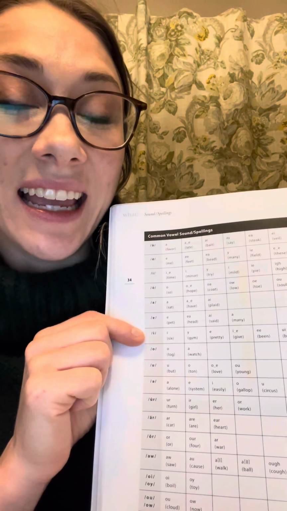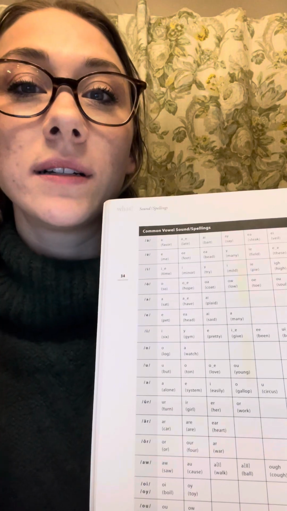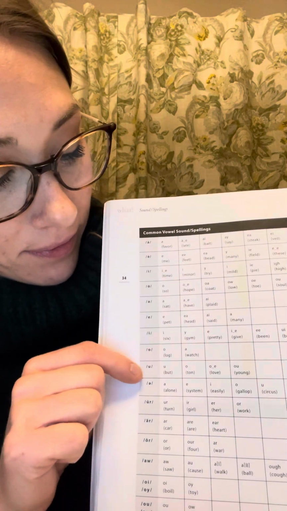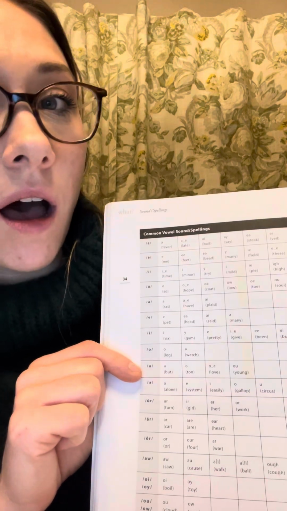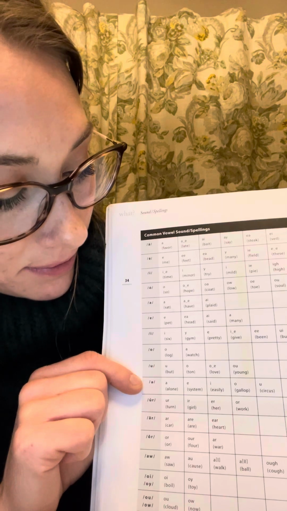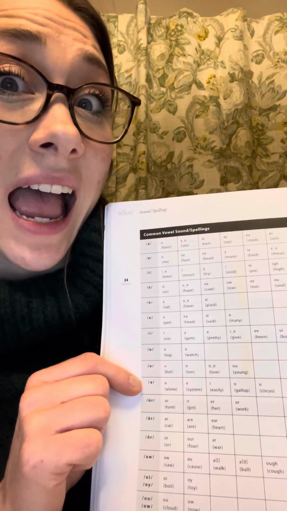I, like igloo. O, like oval. U, like umbrella. And then this is the schwa, like alone.